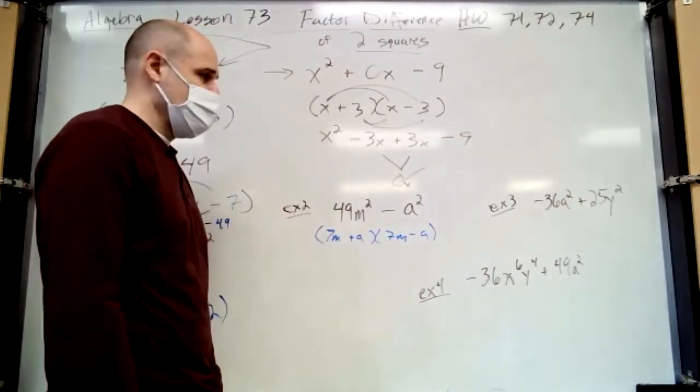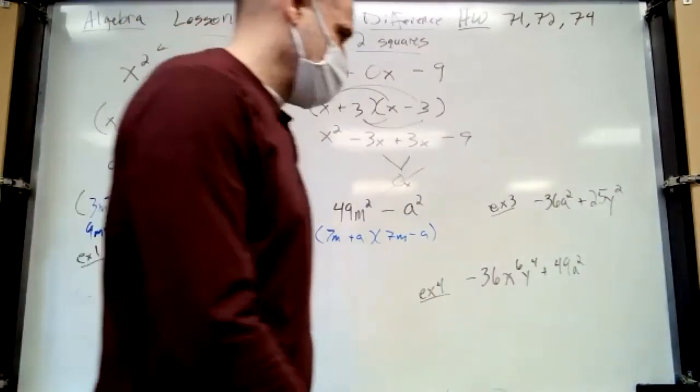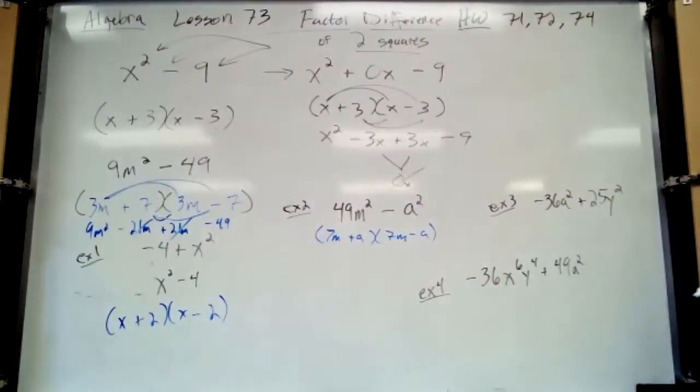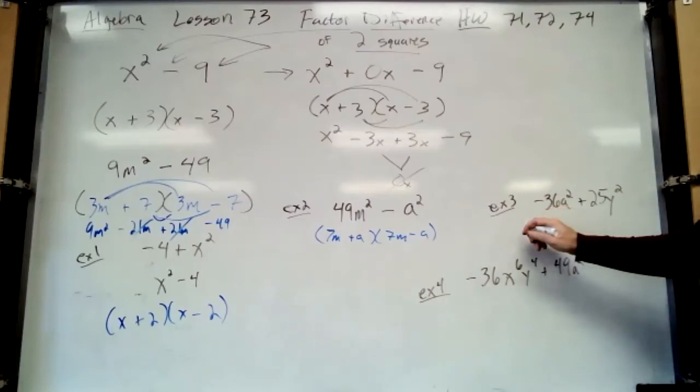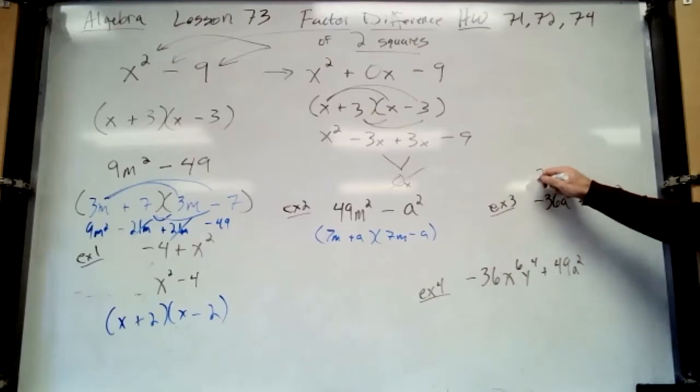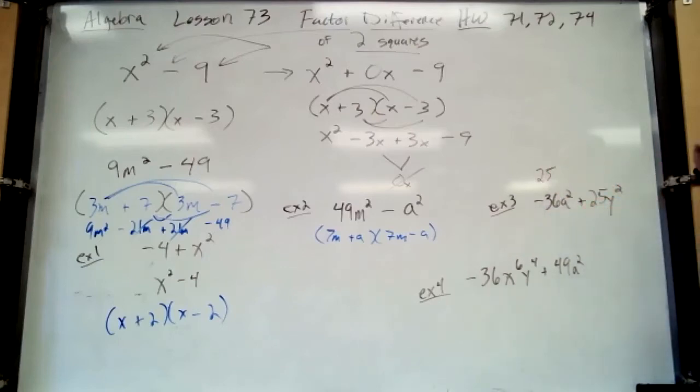Good. Rihanna, do you have yours for example 3? Is that a cube? What's that? Is that a cube? Yeah, it's an a. I don't think it matters. Okay, well, I got 6a plus 5y times 6a minus 5y.